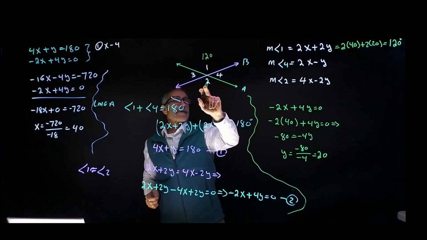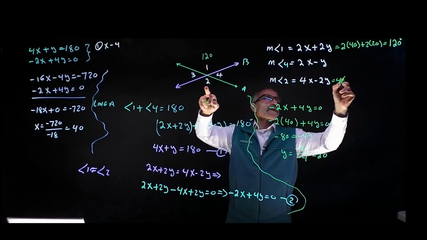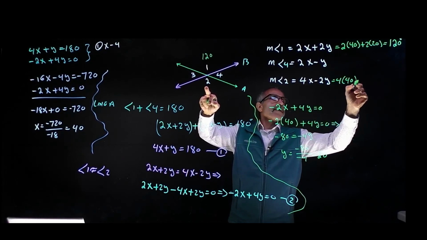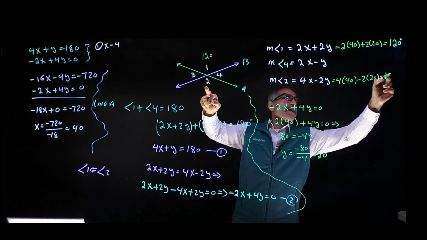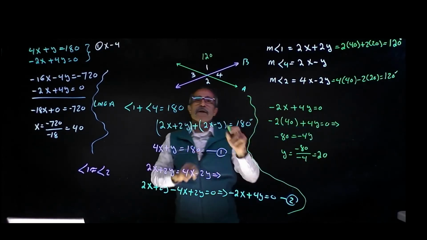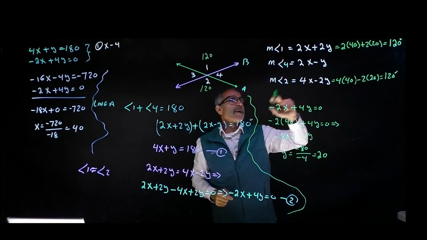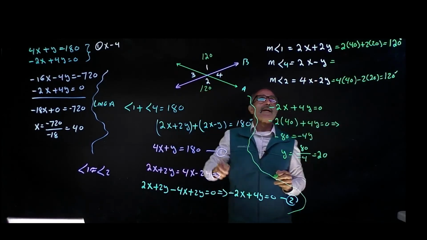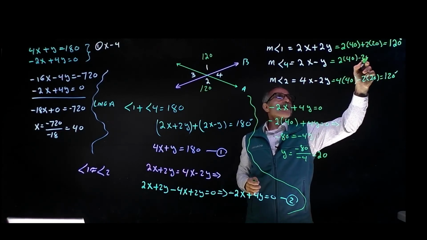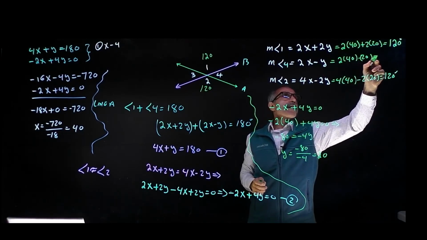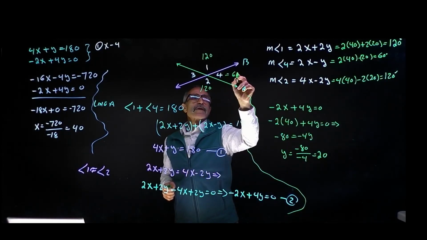This one had better come out to 120 also. Let's check it out. That's 4 times 40, that's 160, minus 2 times 20, that's 40, that's 120. Check. So that's 120 also. And angle 4 and angle 3, which are equal, angle 4 becomes 2 times 40 minus 20, and that comes out to 60 degrees. So this comes out to 60.